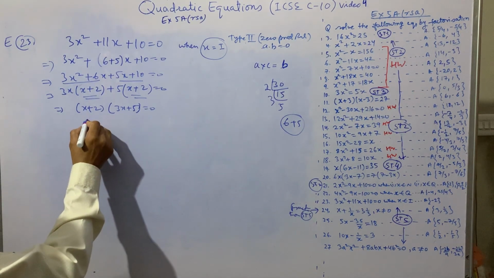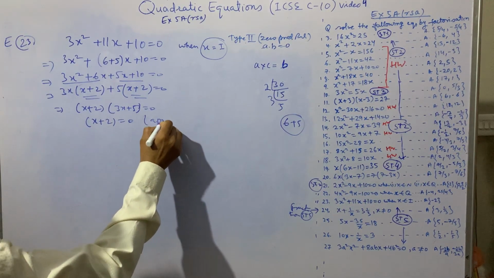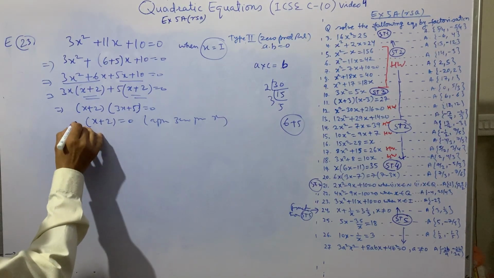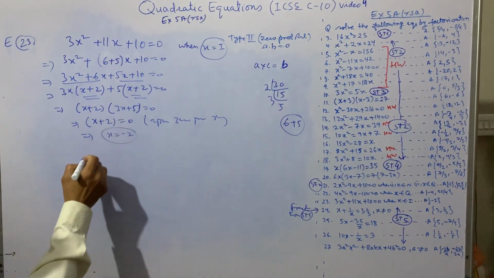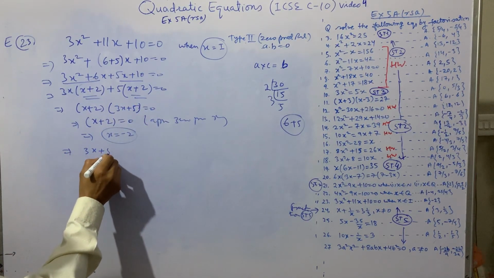So on applying the zero product rule, we get x plus 2 is equal to 0. So in this way we get the value of x is equal to minus 2, and the other value, on taking the b part, b is equal to 0, so we get 3x plus 5 is equal to 0.